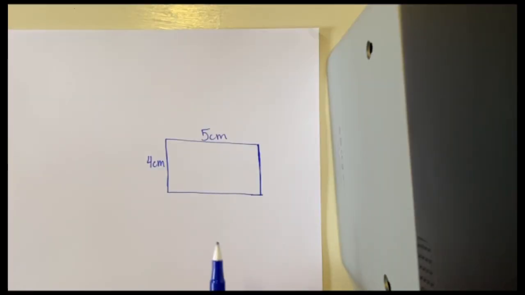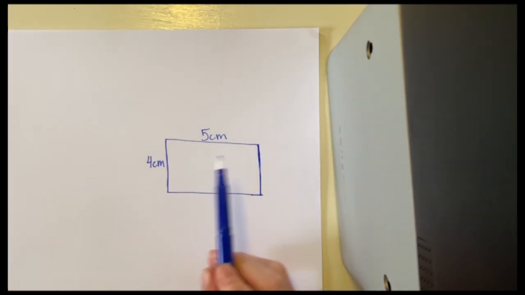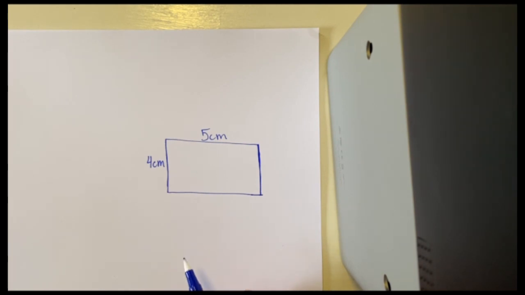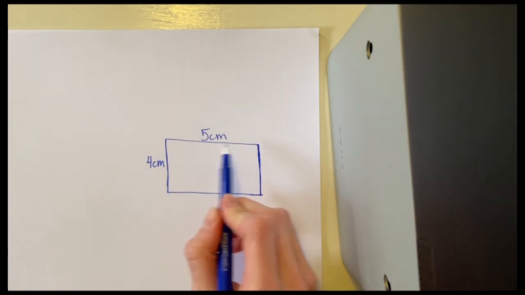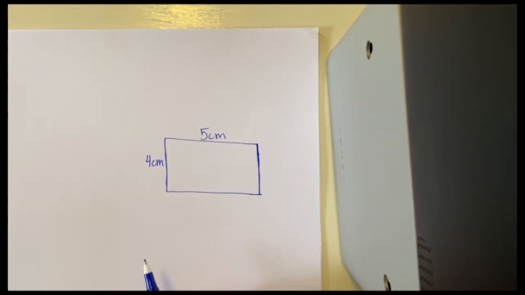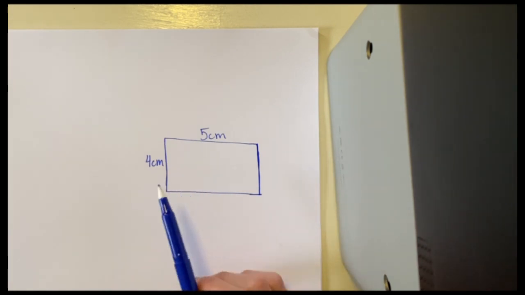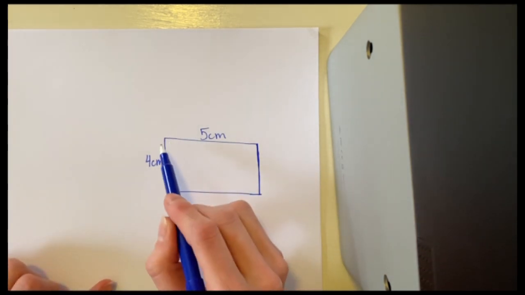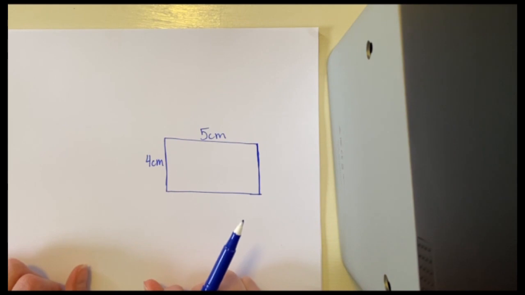Okay, let's give it a shot of trying to solve for perimeter and area. So we have a rectangle here with side lengths 4 centimeters and 5 centimeters. Now remember, to get the perimeter, we must add up all of the side lengths because it's the total length of the outside border. Now remember, with rectangles, opposite sides are the same.